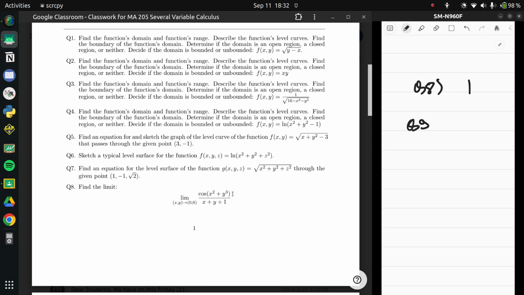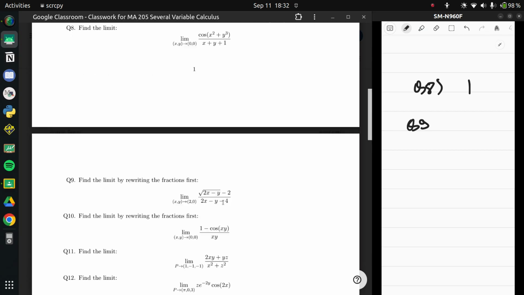Is there some better way? Oh, you can use the quotient rule, right? So you can say that, okay, it's just the limit of this stuff upon the limit of that stuff, and then you can use the chain rule and say, okay, it's just the limit of cosine of, what is the limit of x plus y cube, which does converge to something, and we know that x plus y cube converges to 0. So cosine of 0 is 1, and that exists. This is also existing, so just 1. I'm just gonna move on.